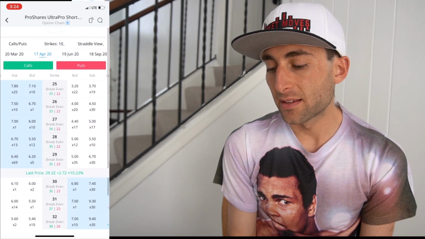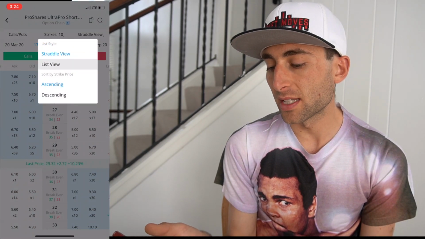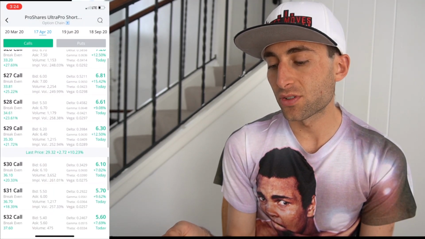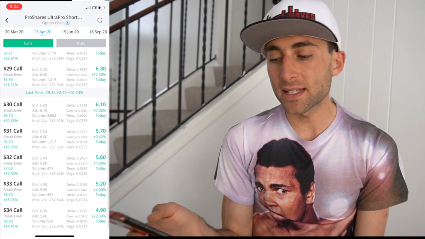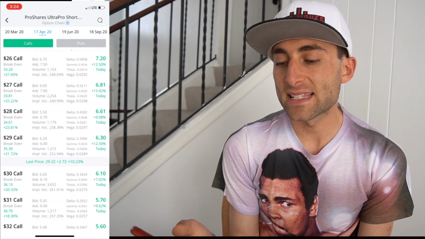We also looked at strikes, calls, and puts. You can also change the view. You can do a list view. So this is very similar to Robinhood, and a lot of people like this. And it's pretty cool because Webull actually gives you the Greeks as they show you the list view.